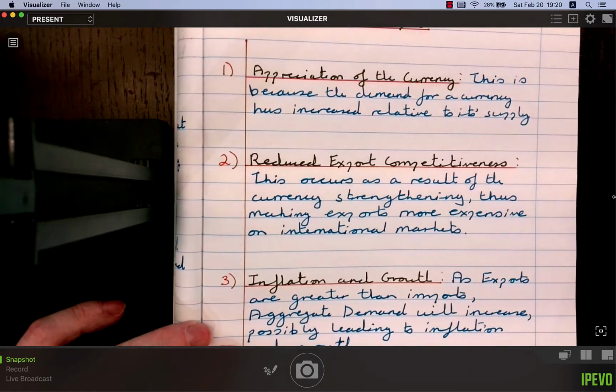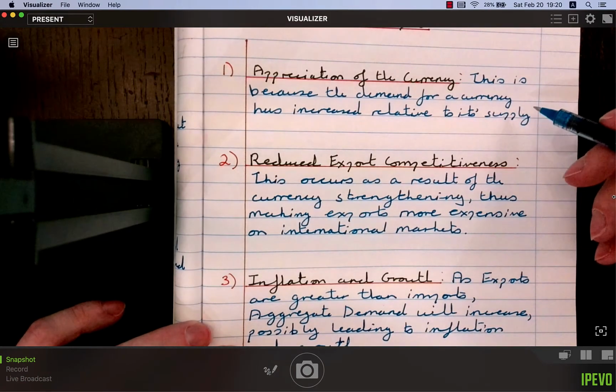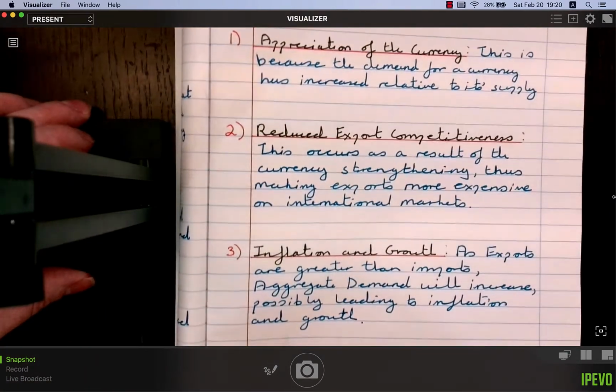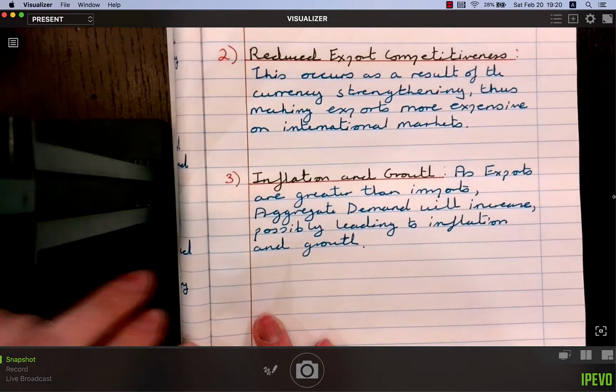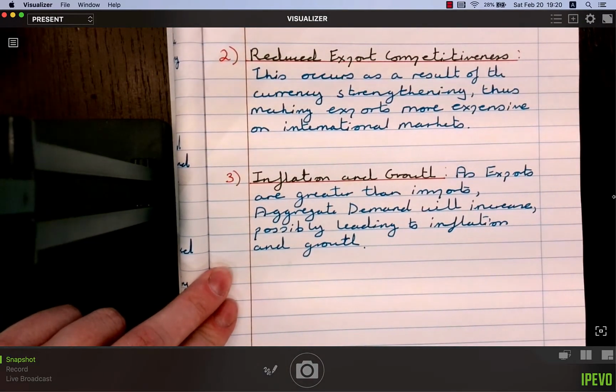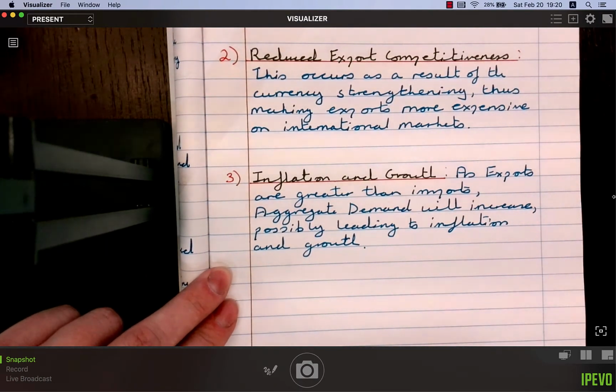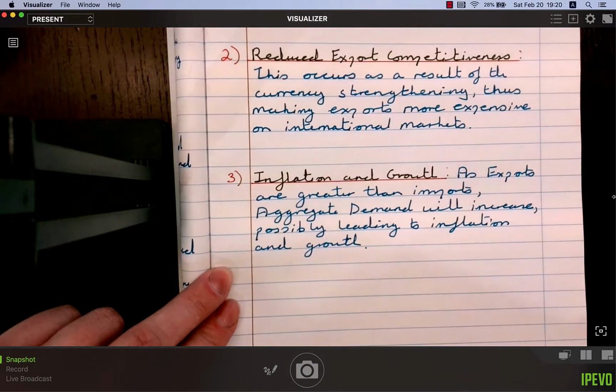So reduced export competitiveness. This occurs as a result of the currency strengthening, which we've just already discussed here, thus making exports more expensive on international markets. And that's absolutely true. Now, if we are running a current account surplus, what's happening? Okay, the X minus M is positive. Well, what is the X minus M part of? Well, it's part of aggregate demand. So if that's increasing or moving greater into surplus, well, that's an outward shift of the aggregate demand curve. Okay, so as exports are greater than imports, aggregate demand will increase, possibly leading to inflation and growth. Okay, all of that's relating to unit 2.2, a few units back, I suppose, in the macroeconomic stuff.